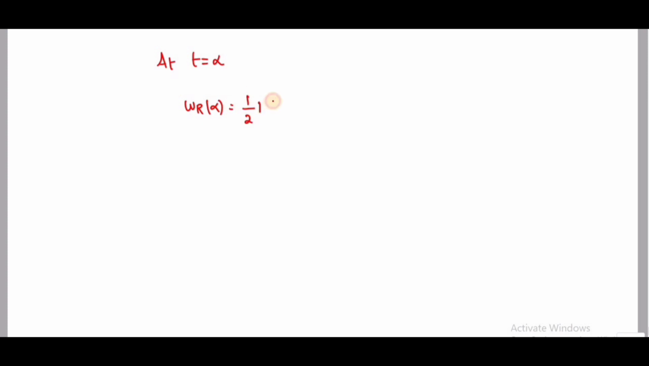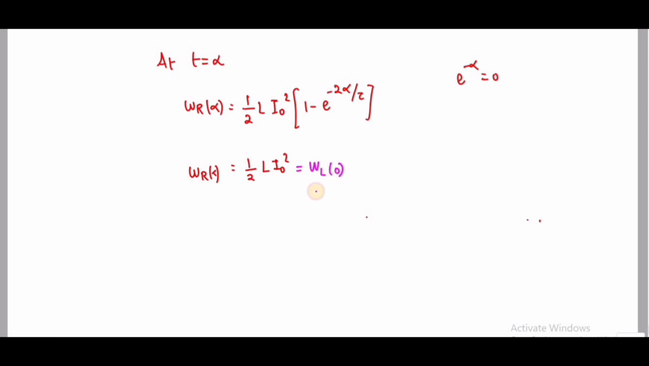Okay, so at t is equal to infinity, W_R of infinity is equal to 1 divided by 2 L I naught square. You see, L I naught square e power minus infinity is 0. Anything to the power e power minus infinity means that is 0. So if you substitute, you will get 1 divided by 2 L I naught square. So this is nothing but W_L of 0.